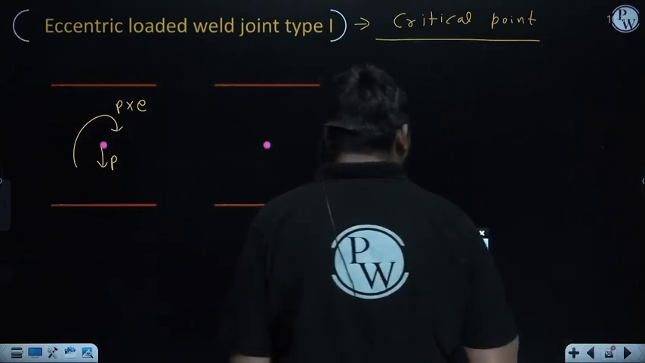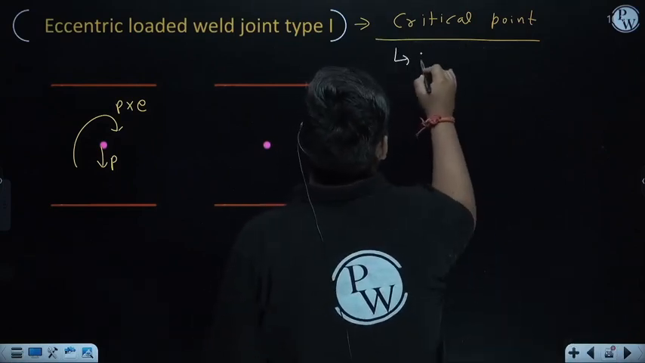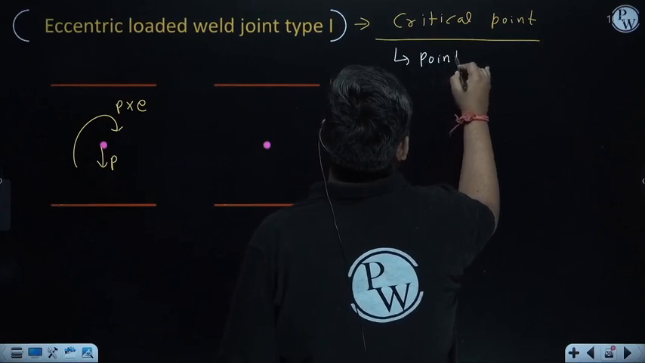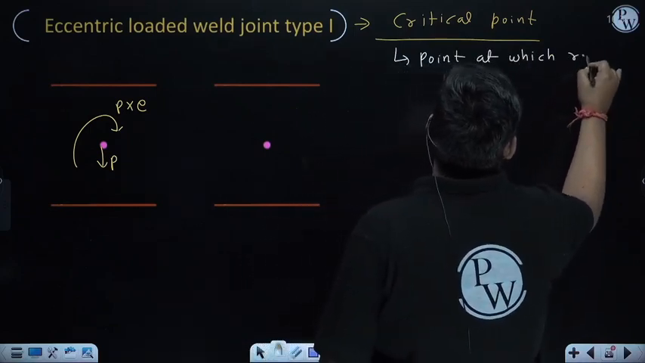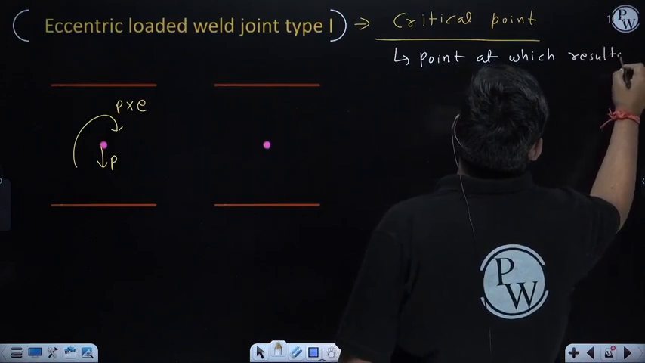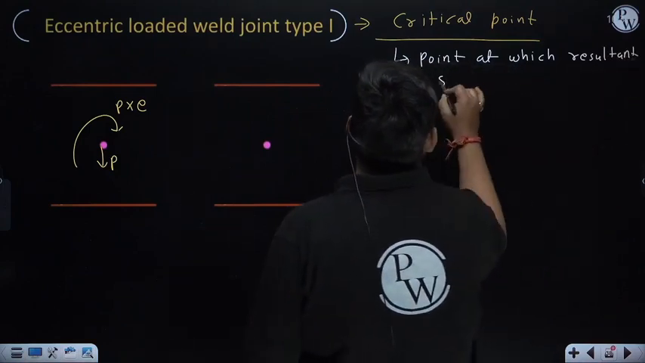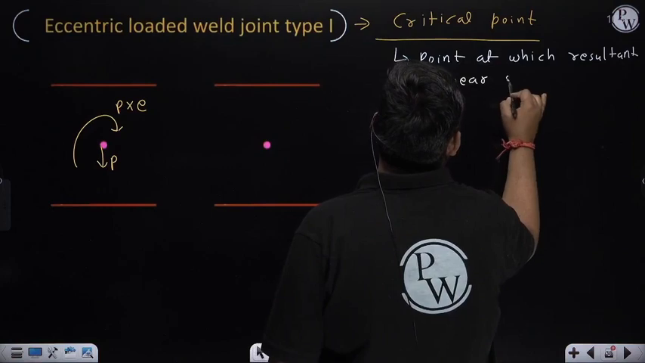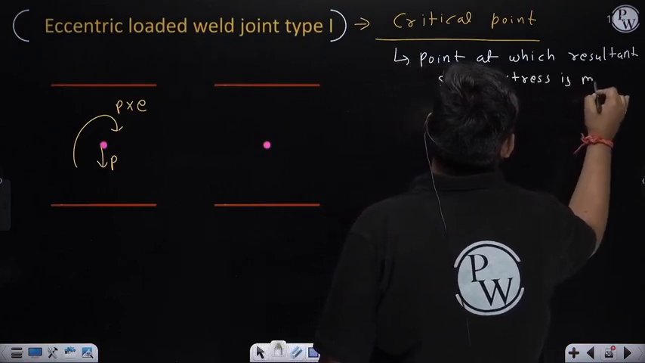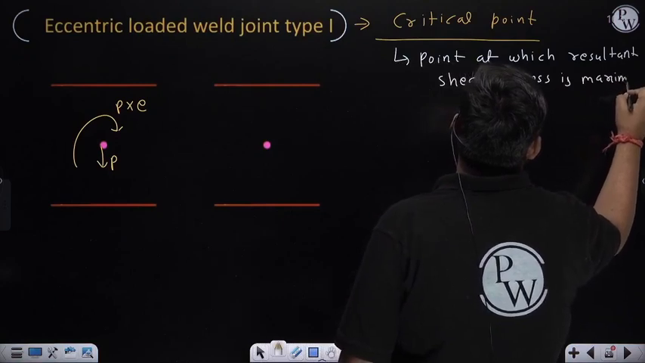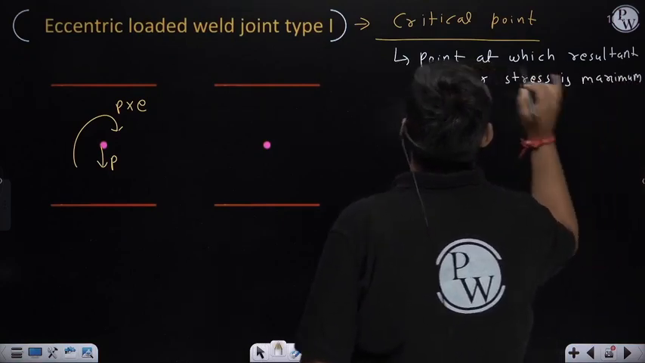So the point at which resultant shear stress is maximum, that point will be the critical point.